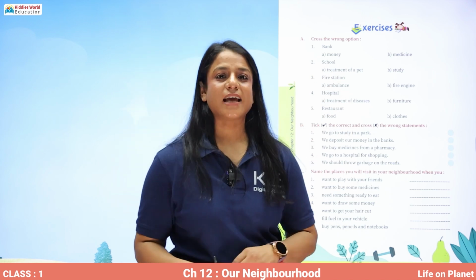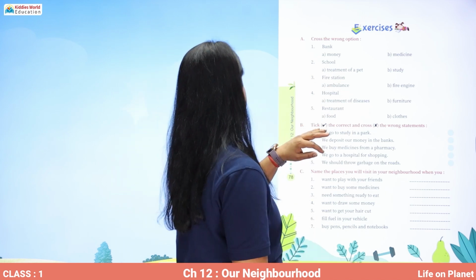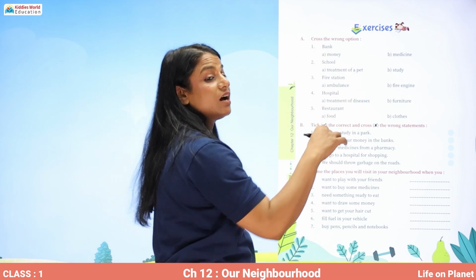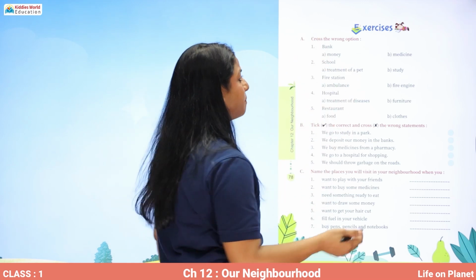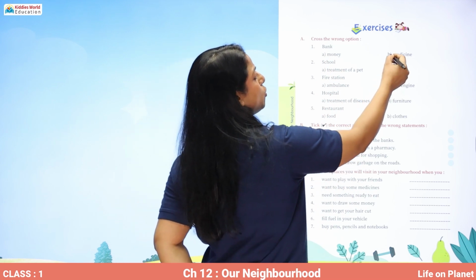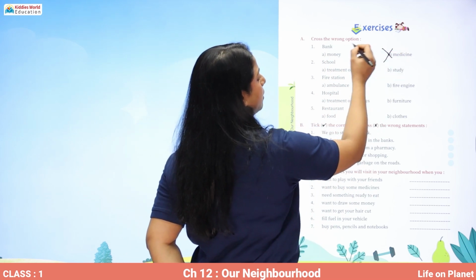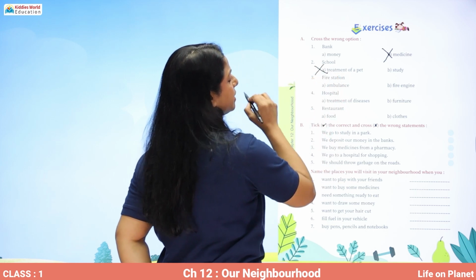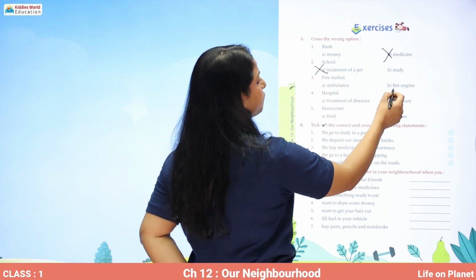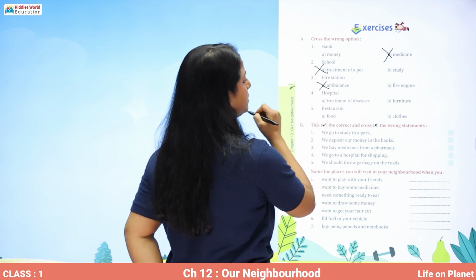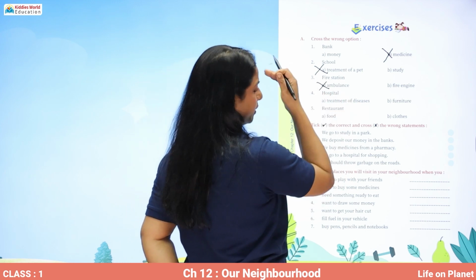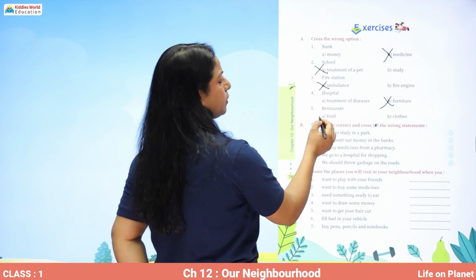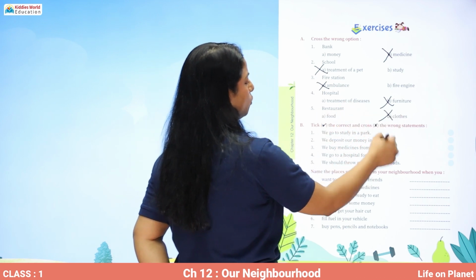Let's do this exercise and see what we have learned in today's lesson. You have to cross the wrong option. Bank, there's no medicine in a bank. School, we study in school and no treatment of pets is being done. In a fire station, we find a fire engine and not an ambulance. In a hospital, treatment of diseases is being done. In a restaurant, we order food and not clothes.